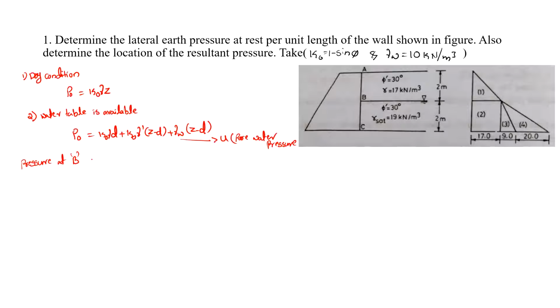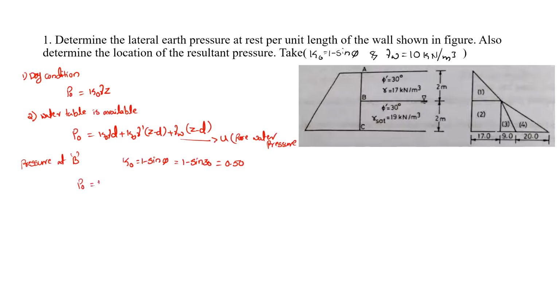For that we have to calculate K naught. K naught equals 1 minus sine phi. Phi is 30 degrees in the first layer as well as in the second layer. So 1 minus sine 30, this value is 0.50.